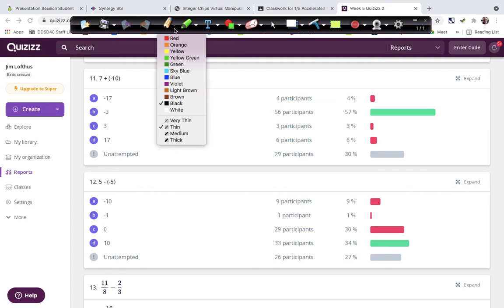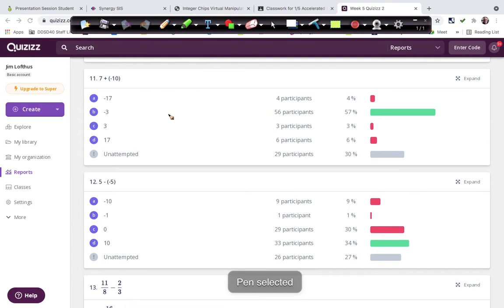Seven plus a negative 10. We're combining two numbers. We're going to add them. They have different signs, so we're going to find the difference. 10. Notice how I don't write negative 10. I just write 10. Minus 7 is 3. And there's more negatives, so it's negative 3.